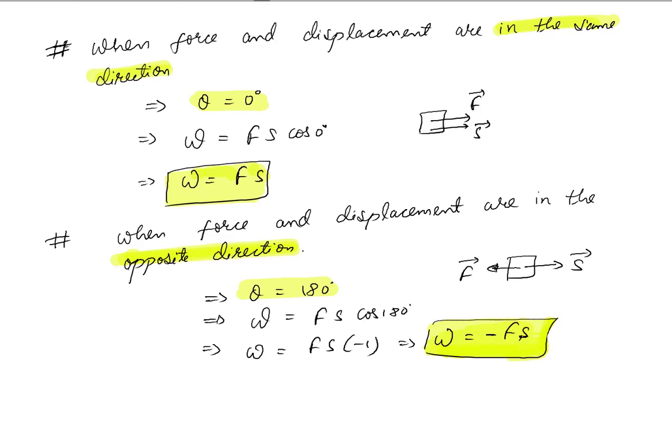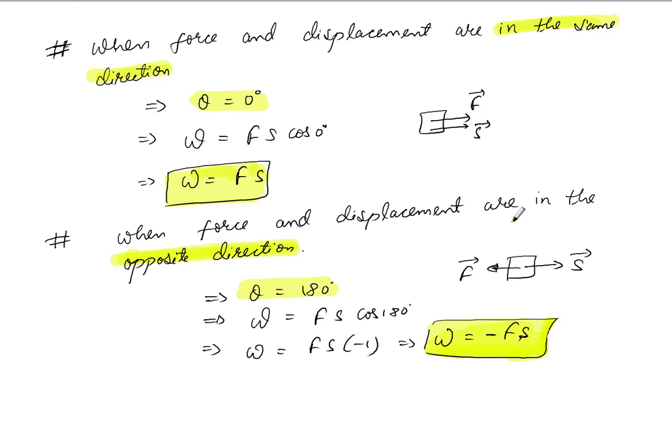When force and displacement are in the same direction, then we can say that the angle between force and displacement is 0 degrees, and in that case work done will be equal to F S cos 0, and the value of cos 0 degrees is 1, so work done will be equal to F into S.